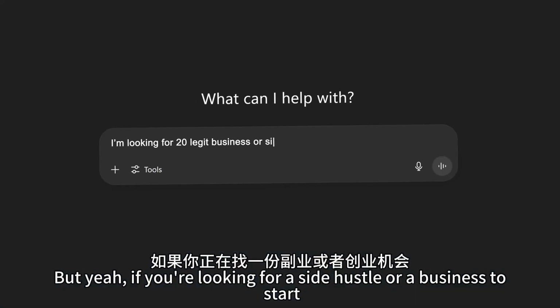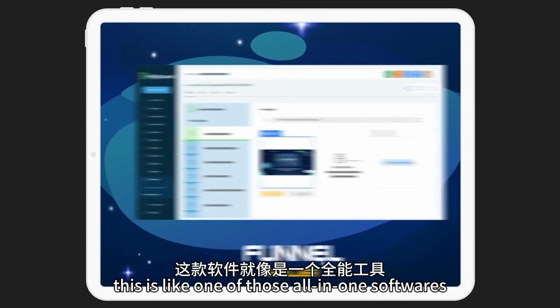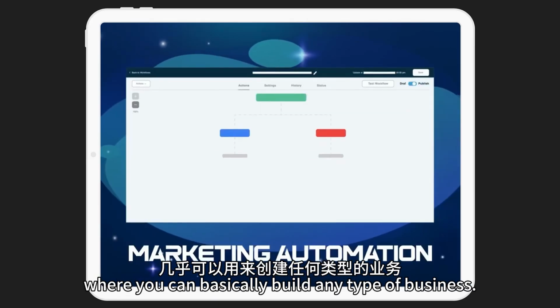But yeah, if you're looking for a side hustle or a business to start, this is one of those all-in-one softwares where you can basically build any type of business.